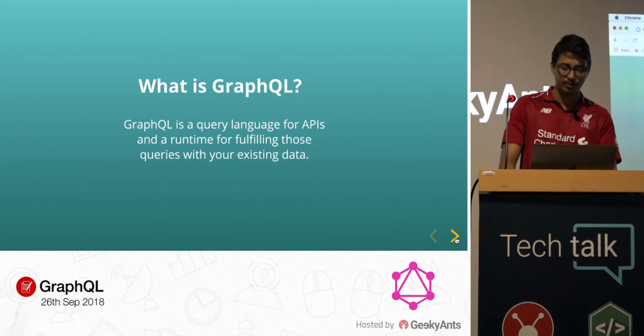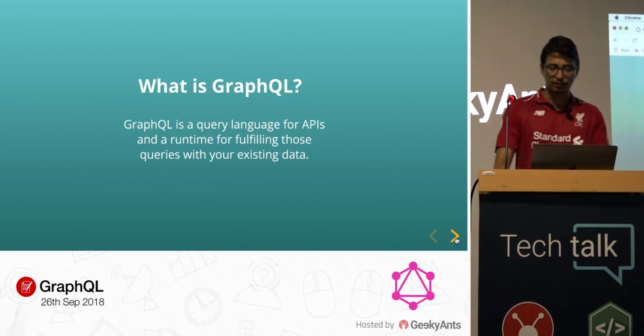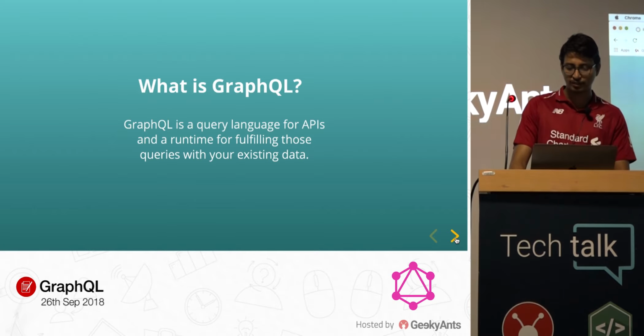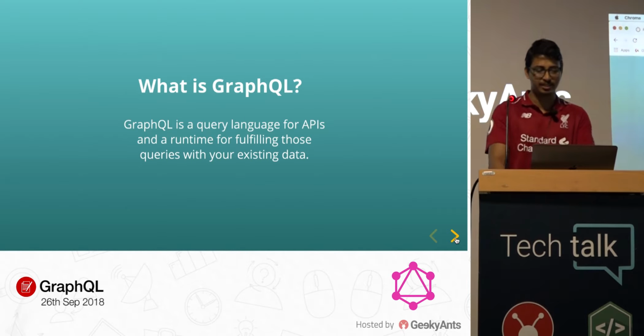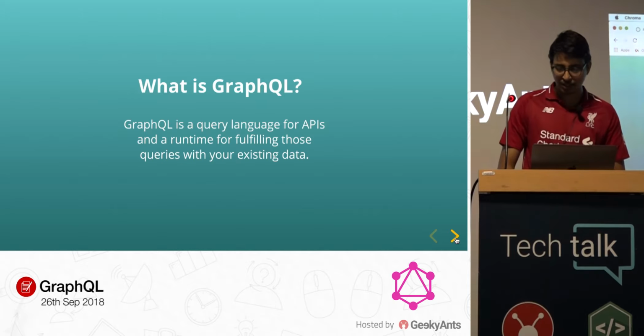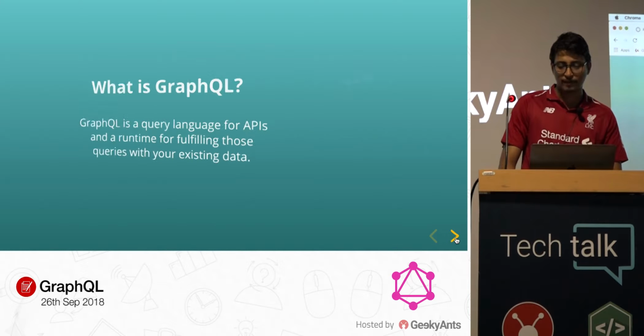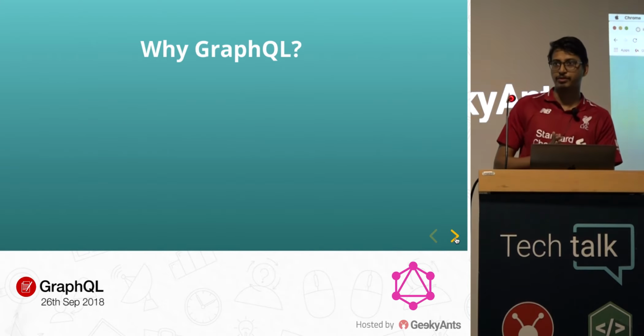What is GraphQL? According to the official website, GraphQL is a query language for APIs and a runtime for fulfilling those queries with the existing data. So that is the theoretical knowledge which we all need. Okay, why do we need to use GraphQL?